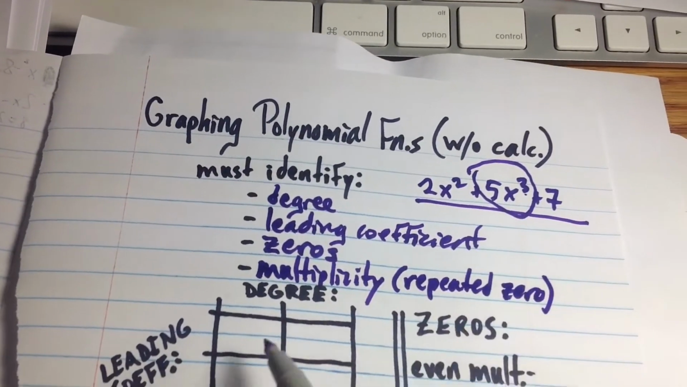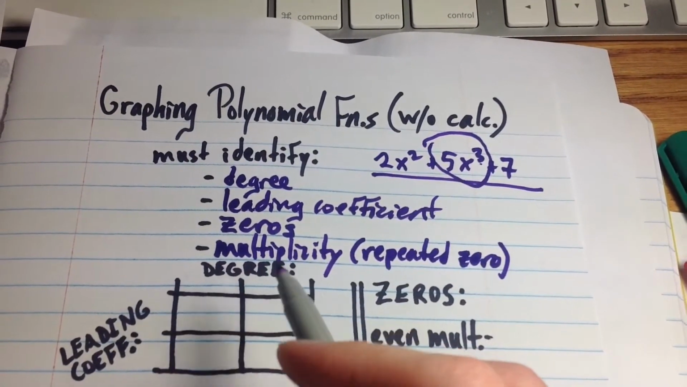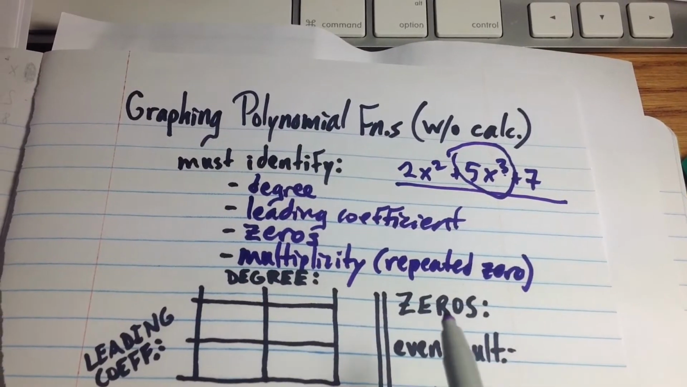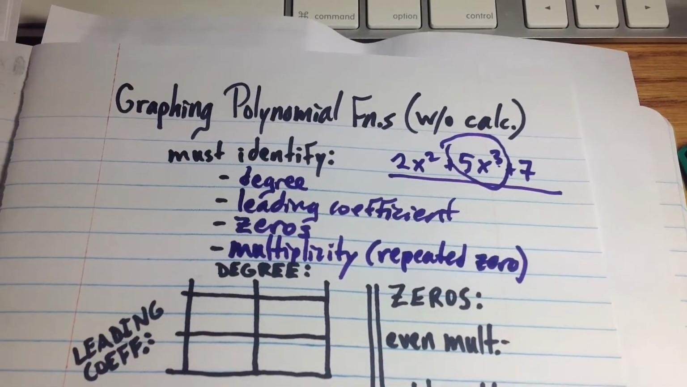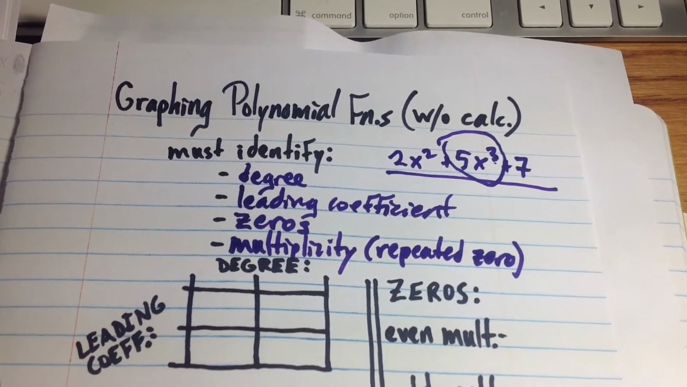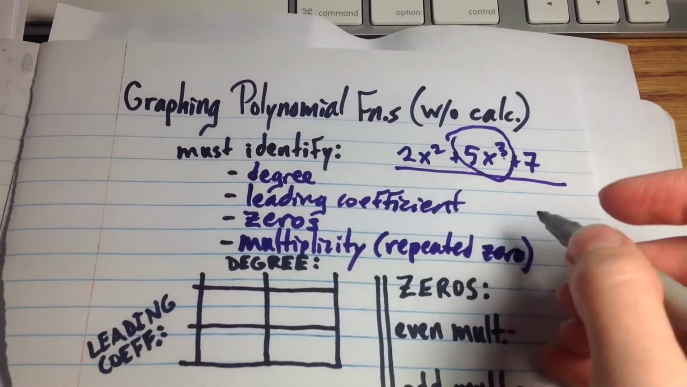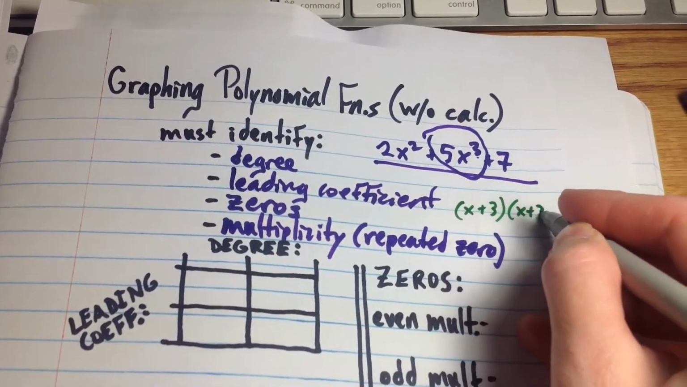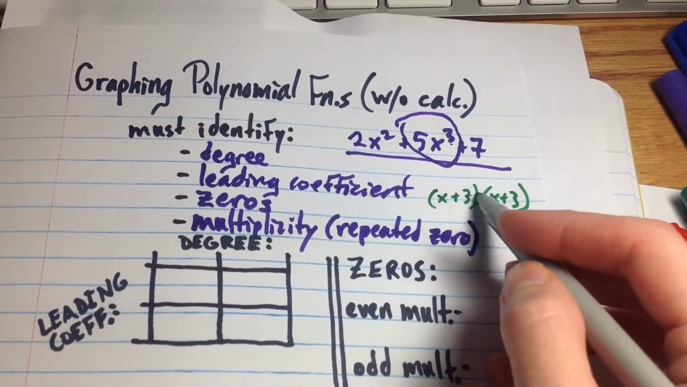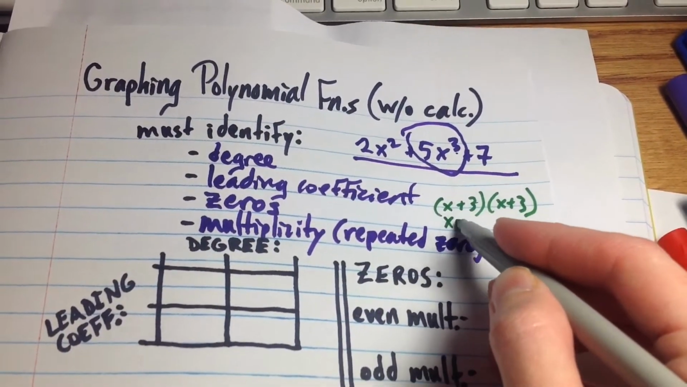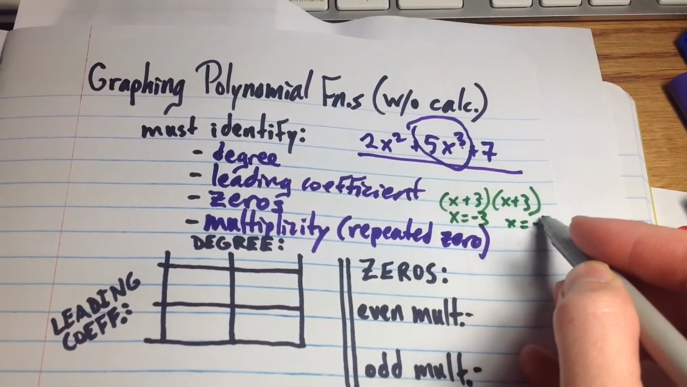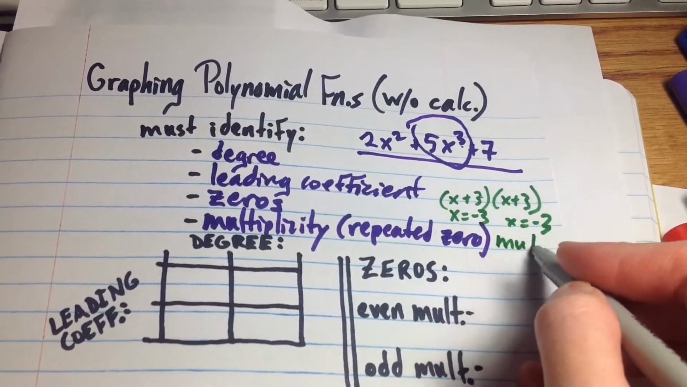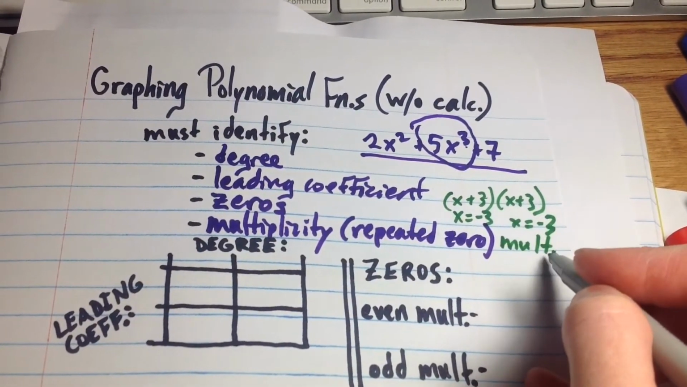Usually, most of the time you're going to have a multiplicity of 1 because it won't be repeated, but what you might see sometimes is you might factor something and maybe it comes out to be x plus 3, x plus 3. Then if you set those equal to 0 and solve for x, you'll get x equals negative 3 twice. So that means that negative 3 would have a multiplicity of 2.